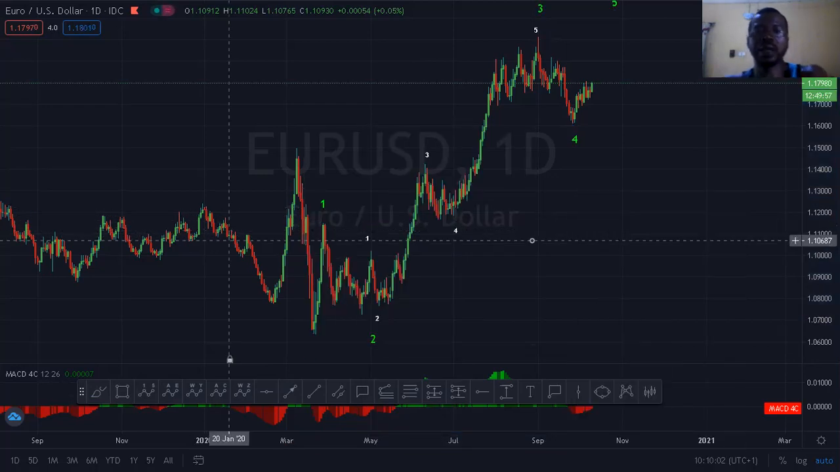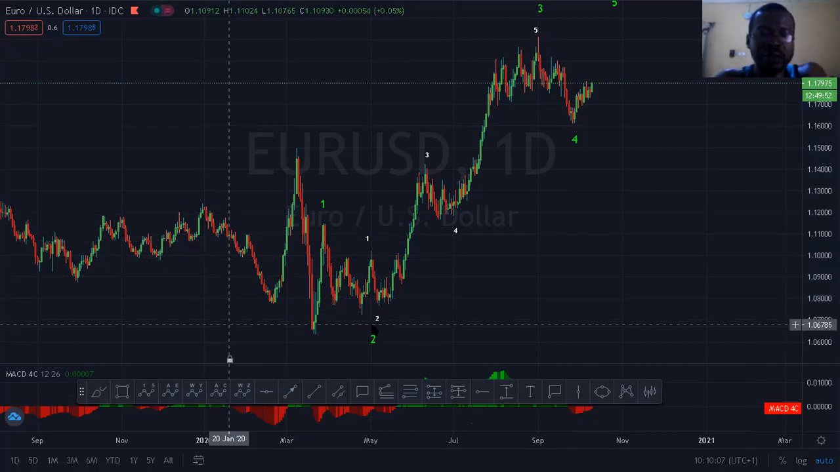Now let us go into details. This is wave 1. This is wave 2.